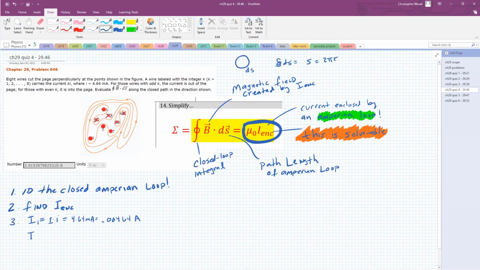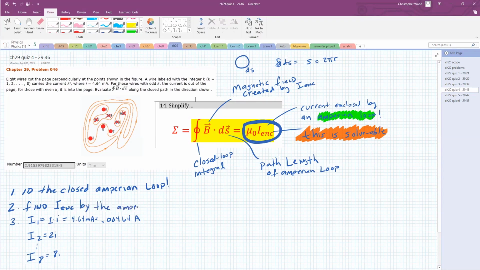So I2, it's the same thing. It's 2 times I, and so on and so forth. So I8 equals 8 times I. So I'm just wondering, what else do you need? So this is a big thing. Identify the Amperian loop. So figure out what's in. Find I enclosed by the Amperian loop.